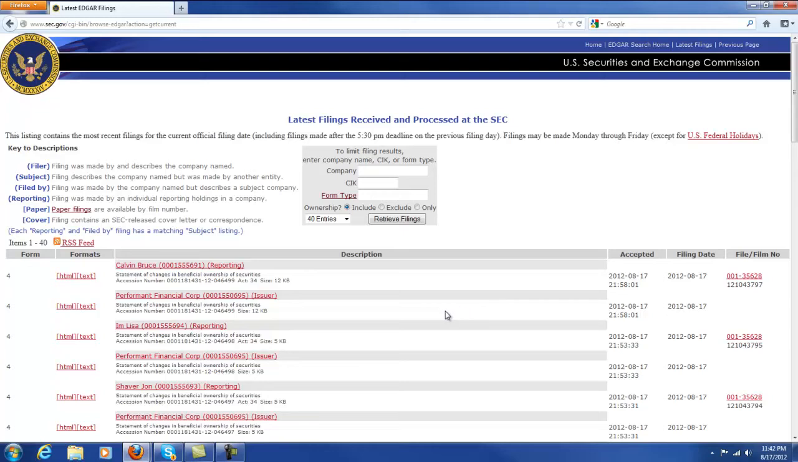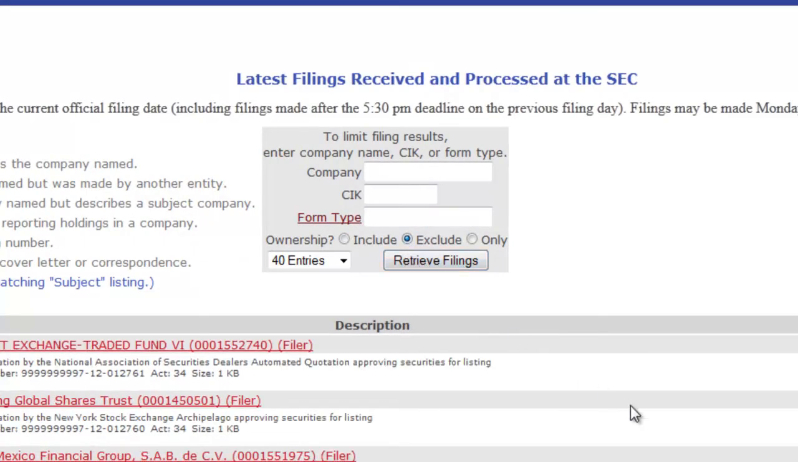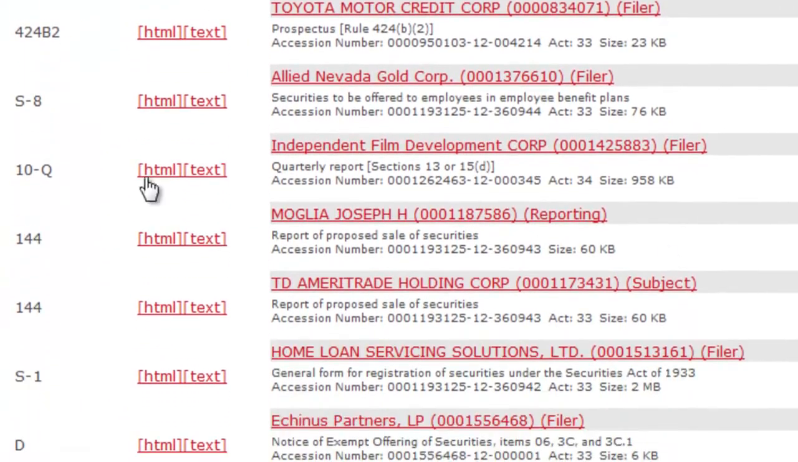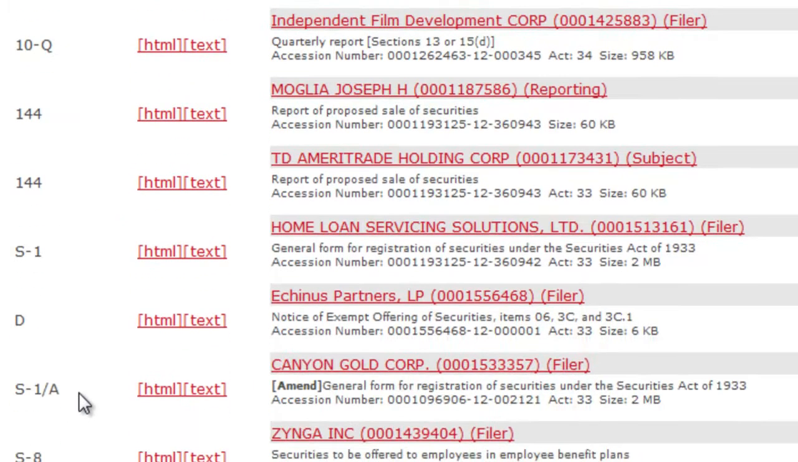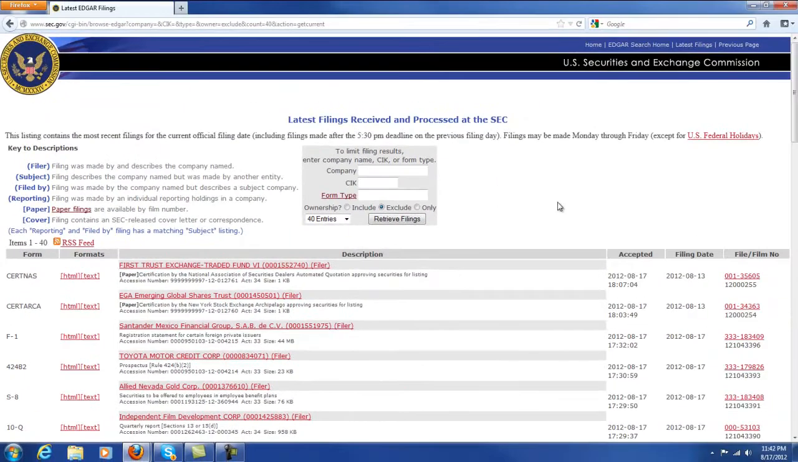So if we want to see other forms, we can exclude these forms by checking this box and retrieve filings. And now you can see that we can see all kinds of forms. We can see a 10Q, 144, S1, which is a registration statement. So with that being said, this is a nice page where you can find the most recent forms, but I don't really use it that much because there's just too many companies out there, and I want to be able to narrow down my search. So let's go back.